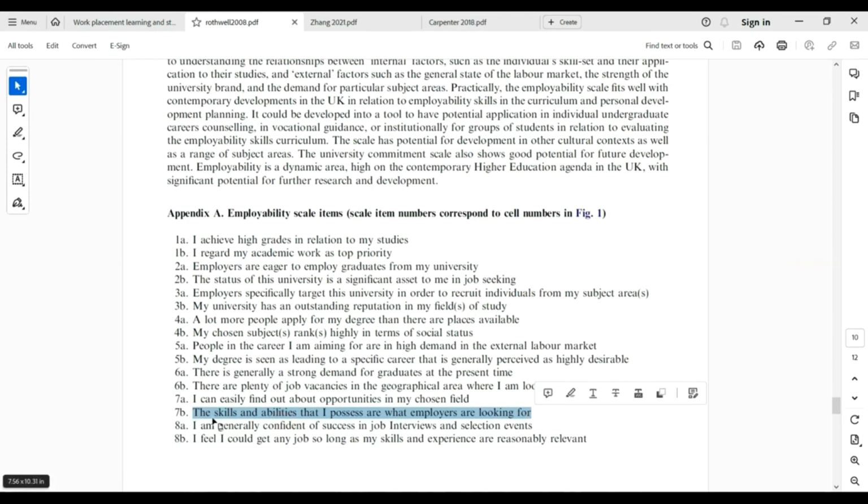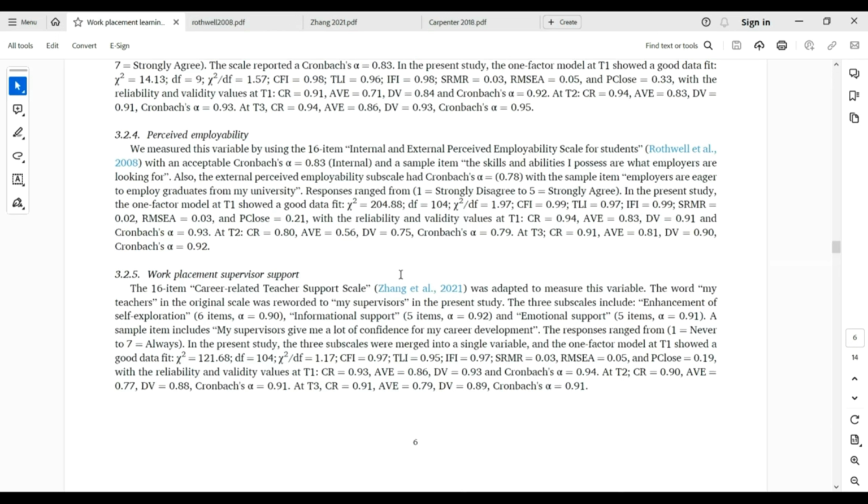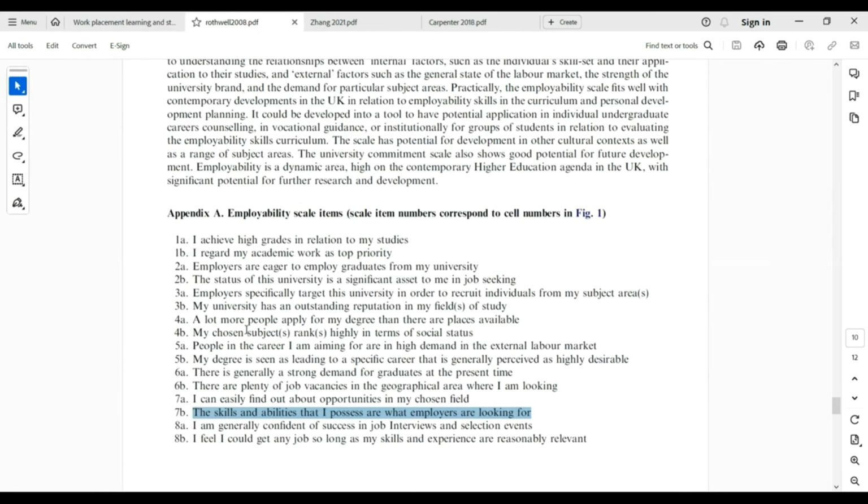So that is 7B. The skills and the abilities that I possess are what employers are looking for. Let me show you. This is a typical example of the measurement scales. Okay, so look at that. Also, for the external perceived employability scale, a sample item includes: employers are eager to employ graduates from my university. Let me tell you that. Let me show you that.